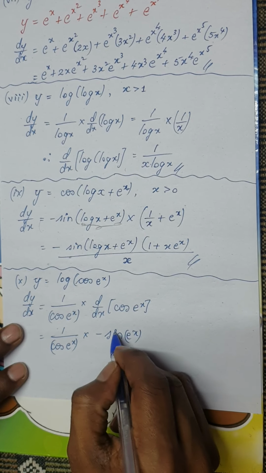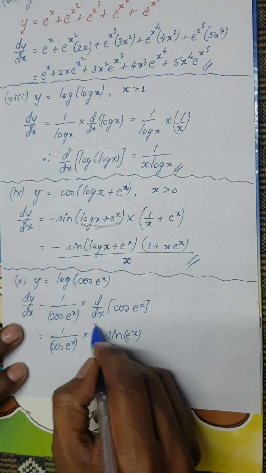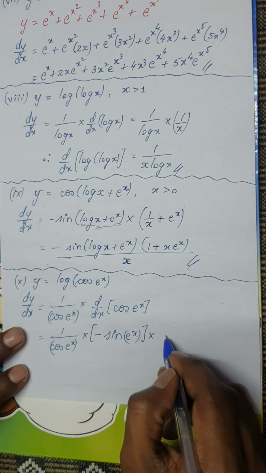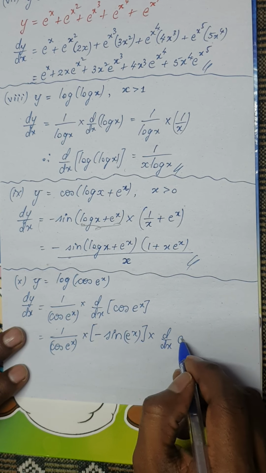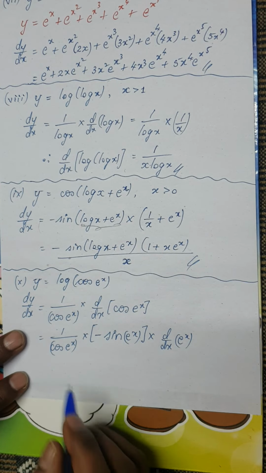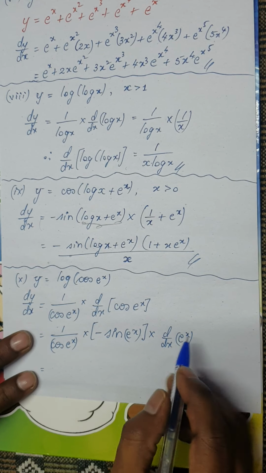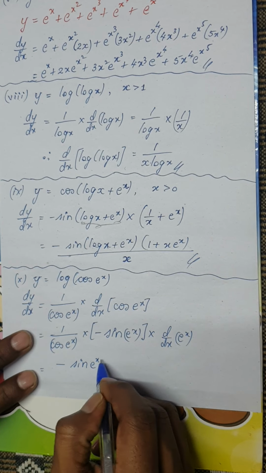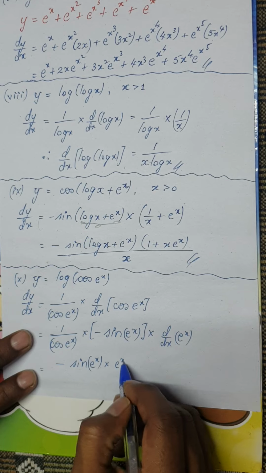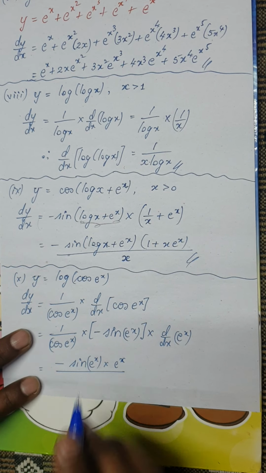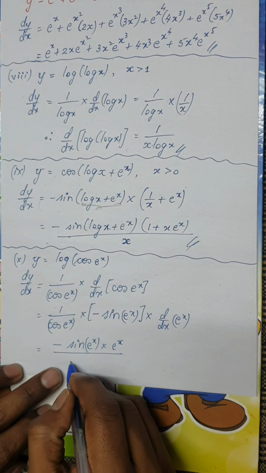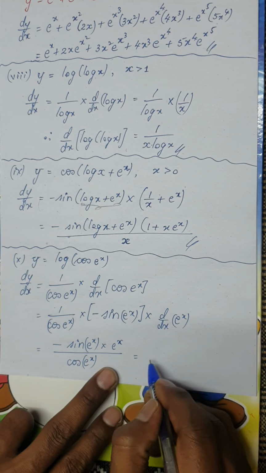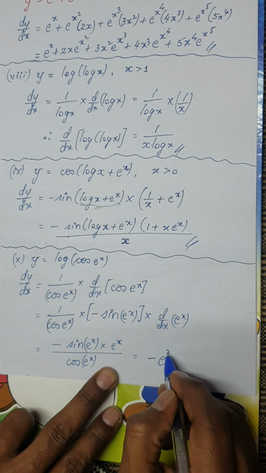We know derivative of cos of f of x is minus sine of f of x. Remember, during multiplication, if you get a minus, use a bracket. Otherwise this will split the step. You have to differentiate this inside function again, which is e power of x. So you can split it up here. I'll take minus here, minus sine of e power of x into derivative of e power of x is e power of x divided by cos of e power x. You can write in a better simplified way, I take a minus and e power of x.